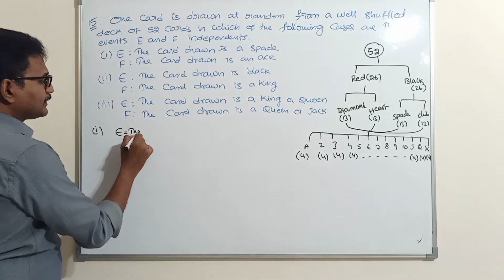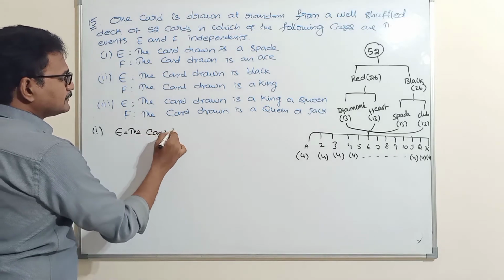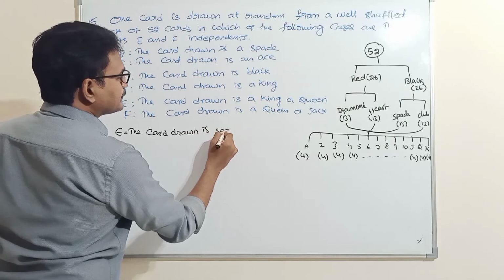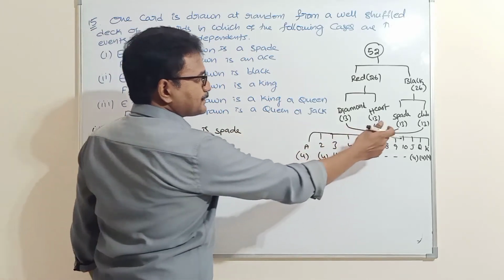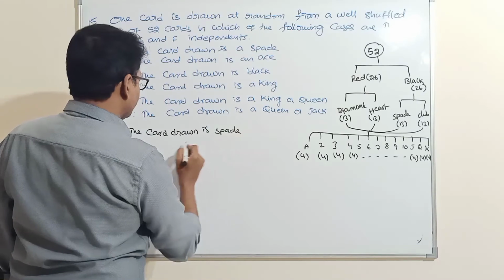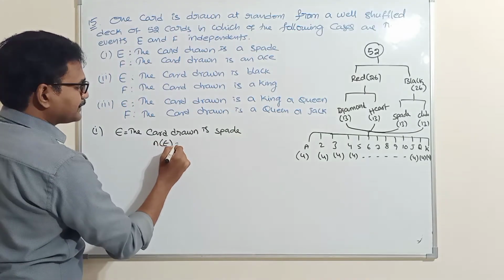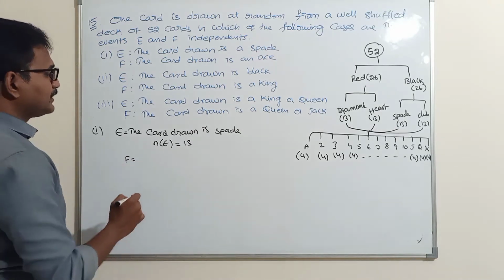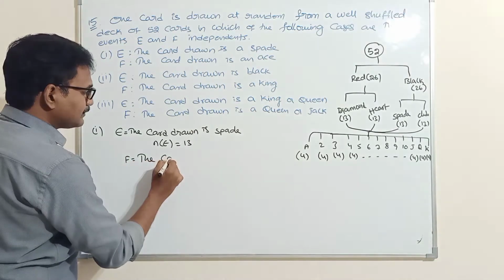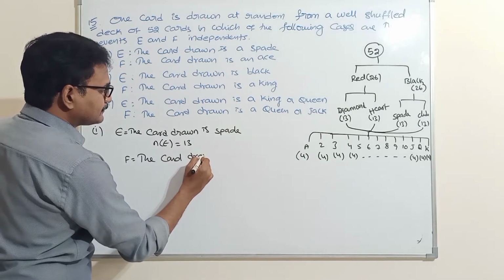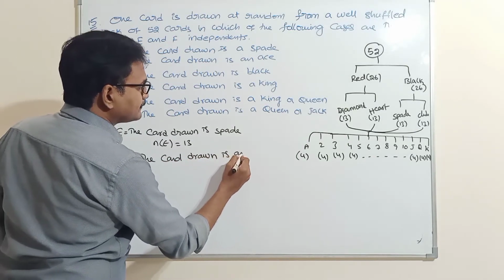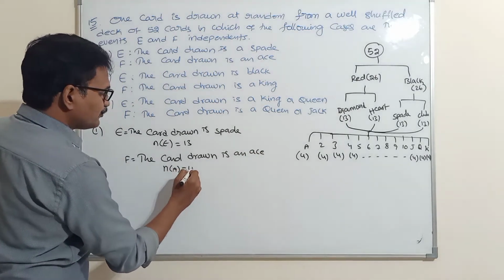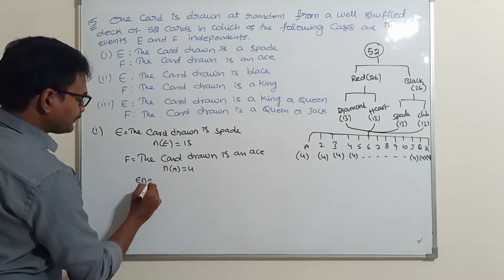Is the card drawn spade. So total how many spade cards are there? Spade cards are 13. So number of spade cards are 13. Next, F. What is F? The card drawn is an ace card. So number of ace cards are how many are there? 4.